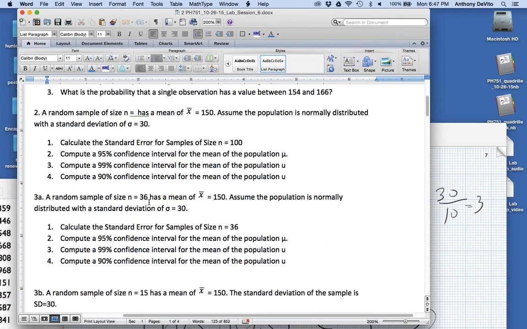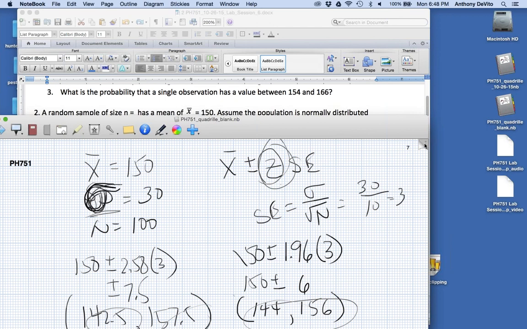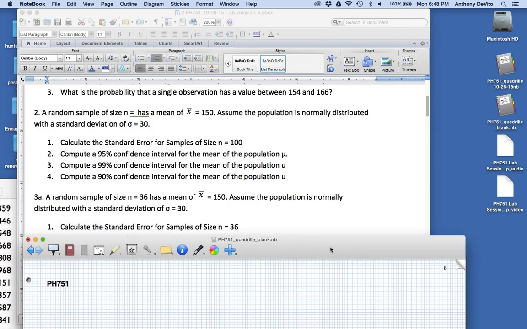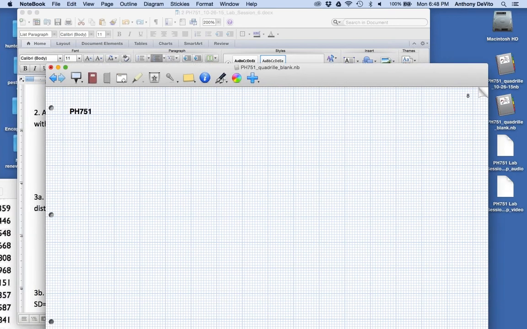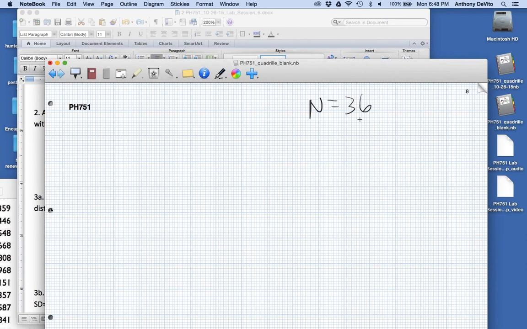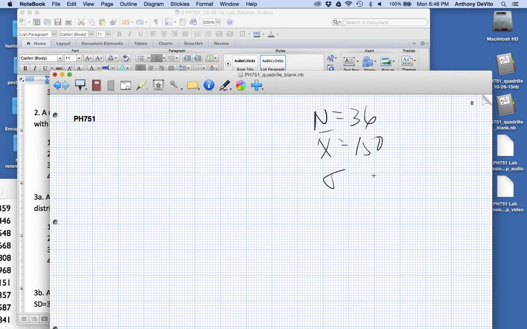A random sample of size n equals 36 has a mean of 150. Assume the population is normally distributed with a standard deviation of 30. Okay, so basically we're going to do the same thing again. We're kind of beating this to death a little bit, but let's go ahead and do it. We know the population standard deviation. Let me copy this first so it's a little easier. n equals 36, x bar is equal to 150, and the standard deviation in this case was 30 again.